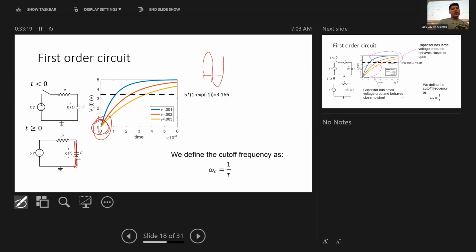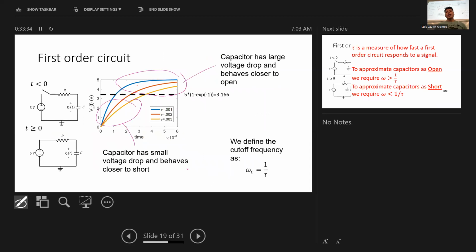Now, if the frequency is low, which corresponds to having the signal on for a long time, the voltage drop across the capacitor is high. And so now we say, oh, well, it behaves like an open. That's what we're really doing. When we're finding these Thevenin resistances, we're actually just trying to find the time constant of that particular terminal. And then from that time constant, we can infer when it's high, when it's low. Okay, so that's basically what we're doing.